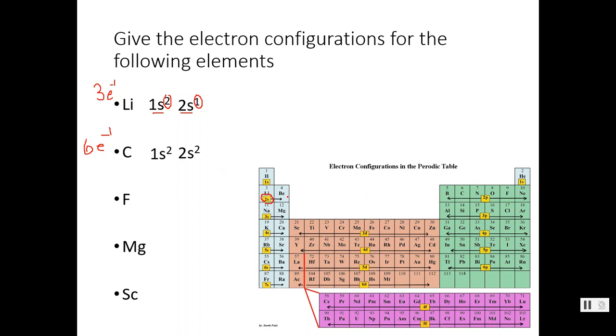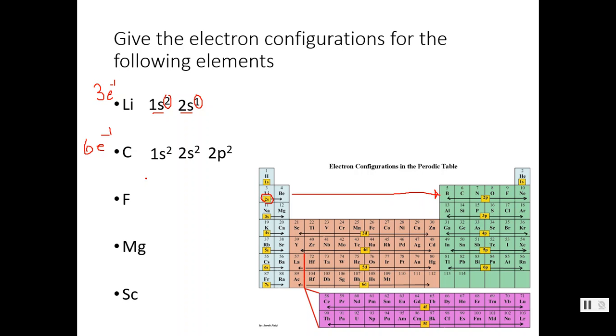I need to get to carbon, so after I do 2s2, I have to travel over to where my 2p's are. And how many electrons do I have to place before I get to carbon? I have to place 1, 2. Then I'd stop, because now I have placed a total of 6 electrons. 2 plus 2 plus 2 gives me 6 electrons. So that is my electron configuration for carbon: 1s2, 2s2, 2p2.